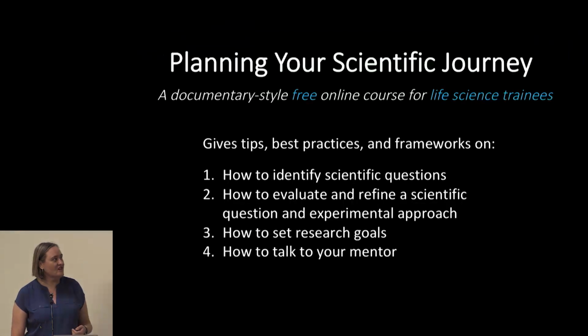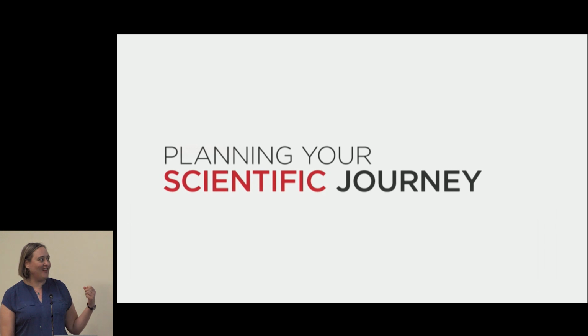So just to give you a little flavor of what that means, I'll highlight our Planning Your Scientific Journey course that just came out about a year ago, that's available on our website now as a self-paced course. This is a documentary style course that is free, and it's geared at life scientists. We're building a series of courses that focuses on how to do good science. And this course is really about how do you build a good scientific question, how do you iterate, how do you refine that, then how do you build the research plan around it, and then how do you go talk to your mentor so that you can actually improve your research question and your research goals. And so just to give you a little bit of an idea of what that looks like, I'm going to show you a little bit of a clip from the course.